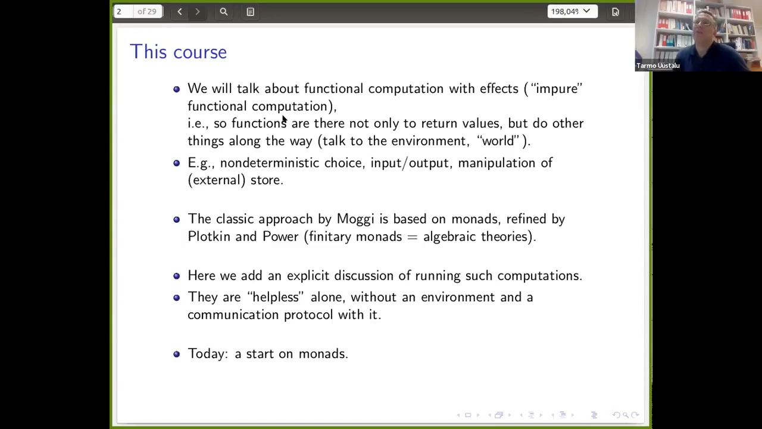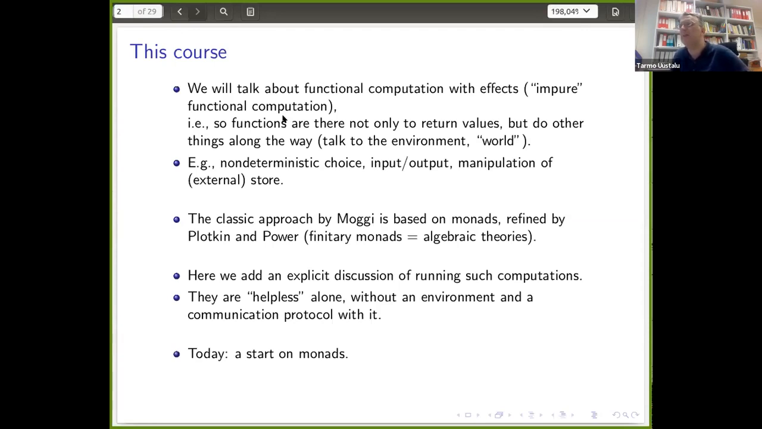The course is about functional computation with effects, which are also talked about as impure functional computation. And this is about functions that are there not only to return values, which ordinary functions have as their mission, but they do other things along the way, so to say, from acquiring their input to producing the return values for someone else to collect. So the way you can think about it is these kind of computations, they talk to the environment, or people also call it the world. And in some papers, it's funnily called the central authority. So the world is a central authority.